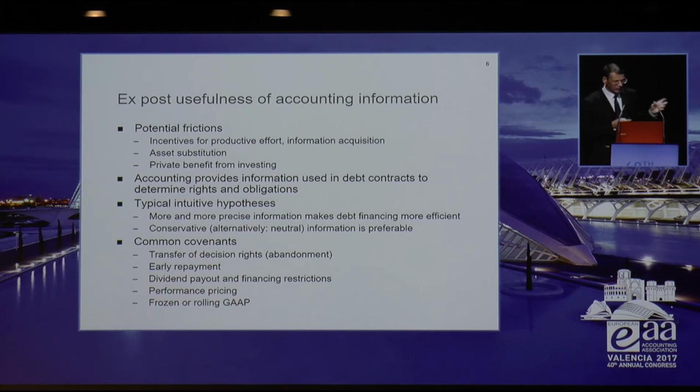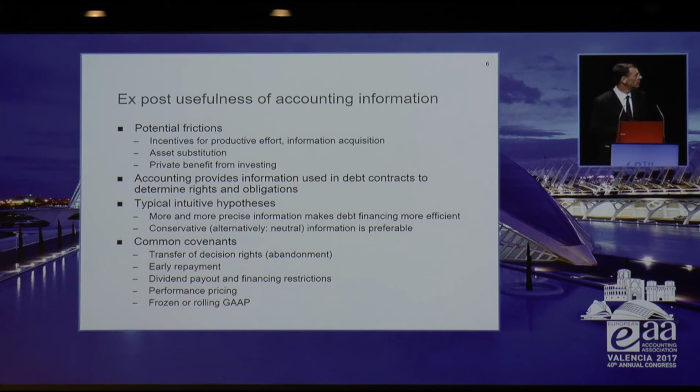So the accounting then provides information that's being used in the contract, and these are the covenants, and there are many different covenants, some of which I list down here below. For example, and this is what most theory literature looks at, the transfer of decision rights. If the information goes below a certain threshold, then the lender can make a decision whether to abandon or liquidate the project or not. But it would also be earlier repayment, dividend payout restrictions, financing restrictions, performance pricing, frozen rolling GAAP.